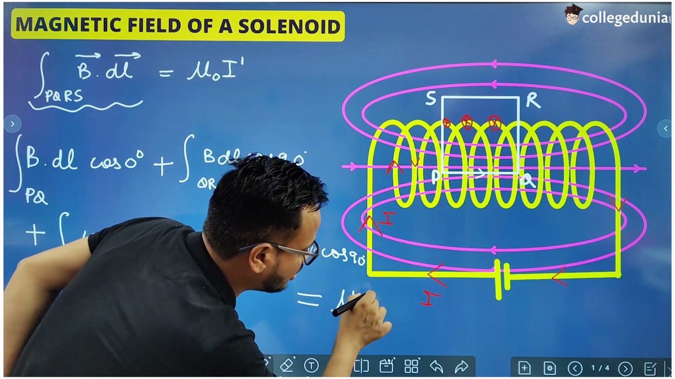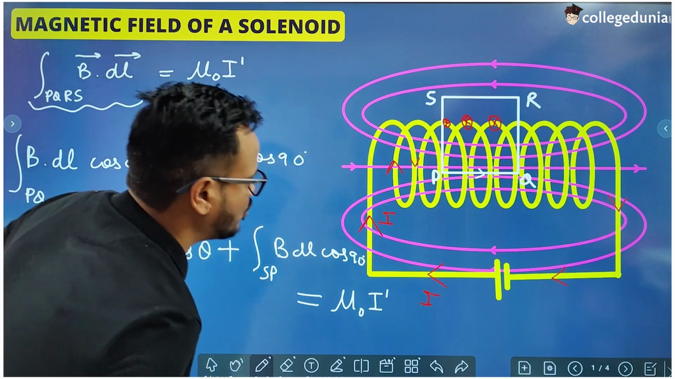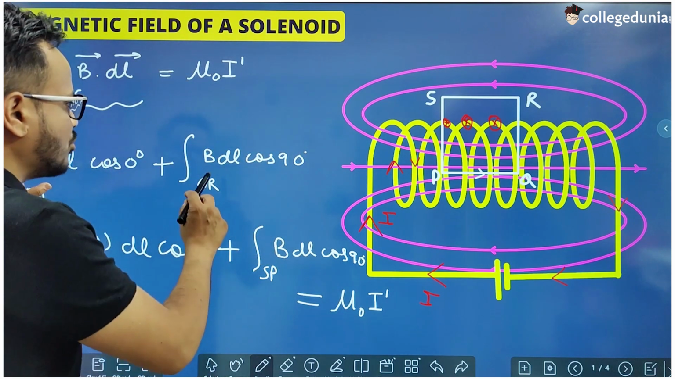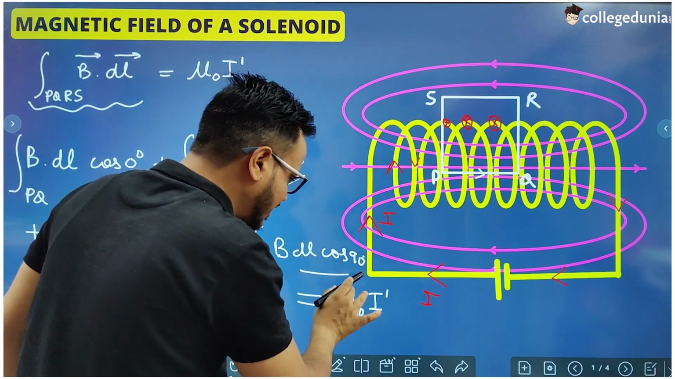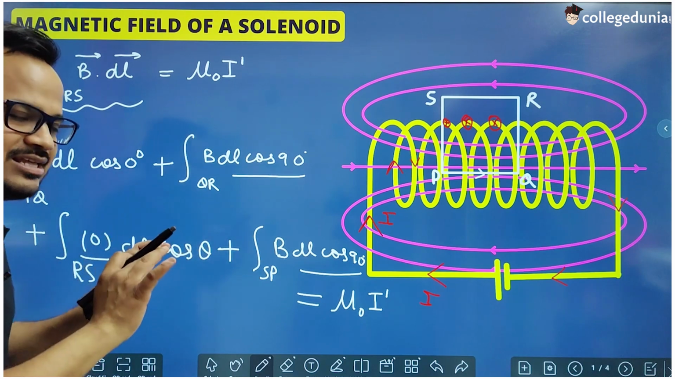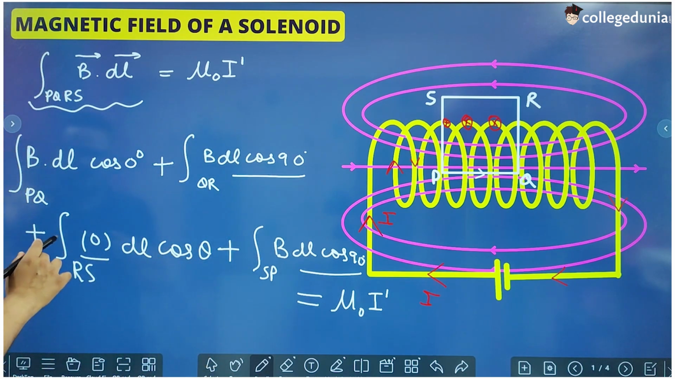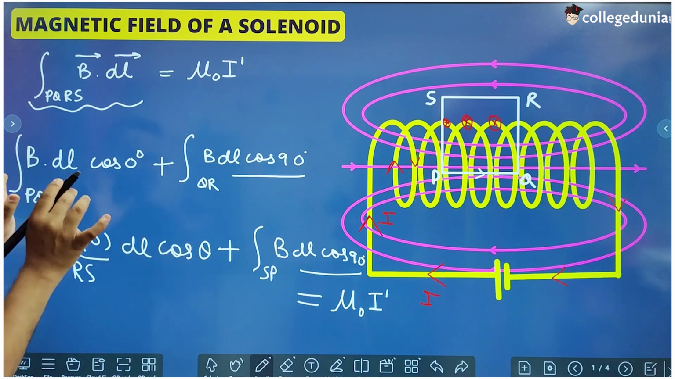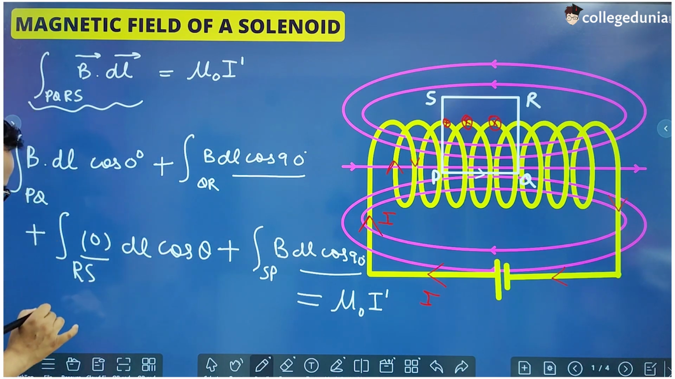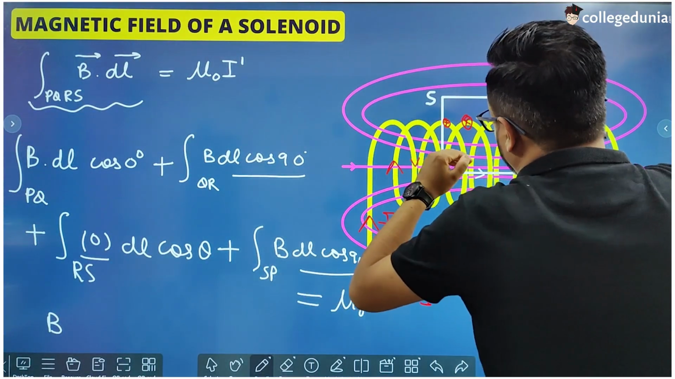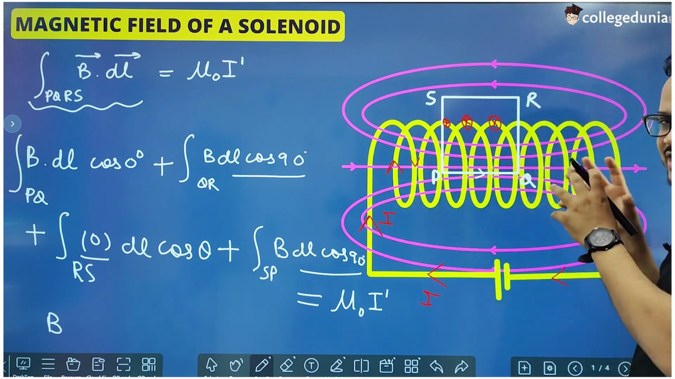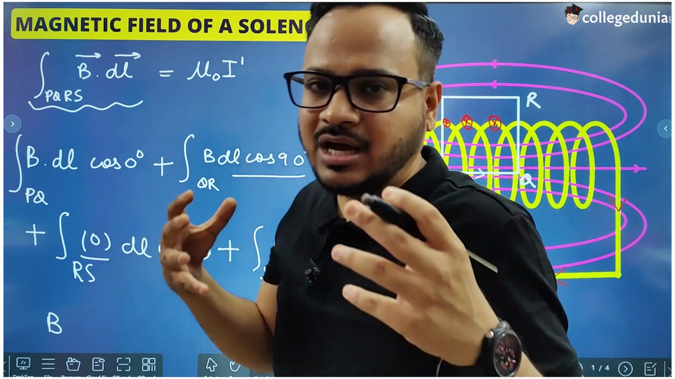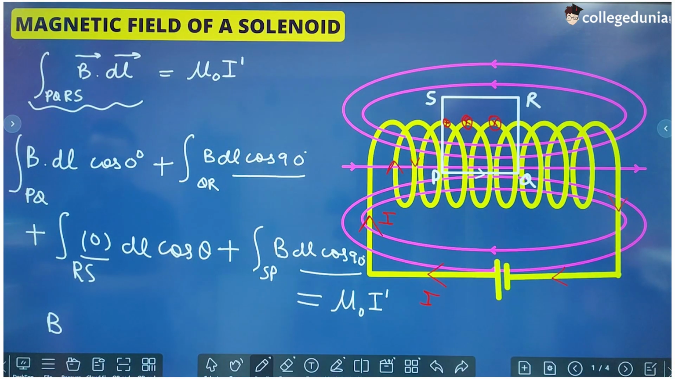So this is 0. This was equal to mu naught I dash. So cos 90 is 0, so the whole term becomes 0. So all these three terms are 0, and we are left with B dl cos 0 degree. Cos 0 is 1, and B is constant throughout the interior of the solenoid, because the magnetic field lines inside the solenoid are equidistant and parallel. So we can say, and this is true also, that the magnetic field inside a solenoid is uniform.